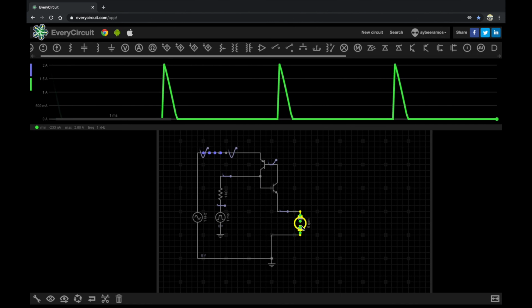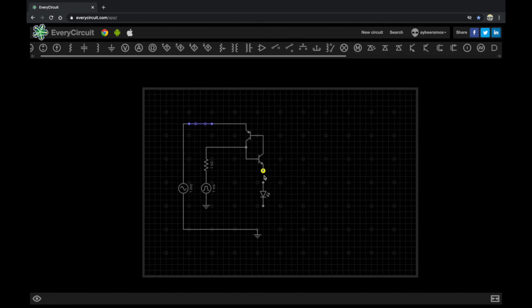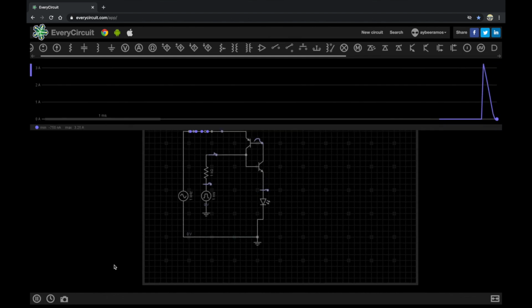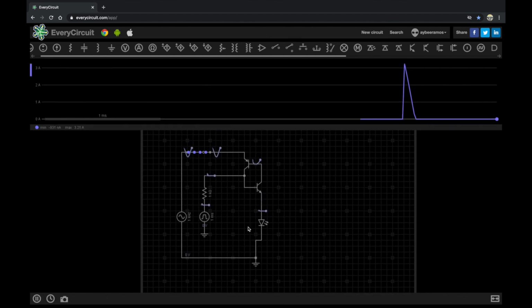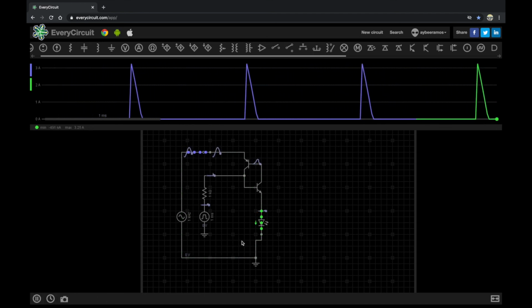We can change the motor and convert it into an LED. As you will see, it will become a blinker. Same output as the one in the motor. If we look at the output waveform, it will be sawtooth. Okay, so this is the simulation.